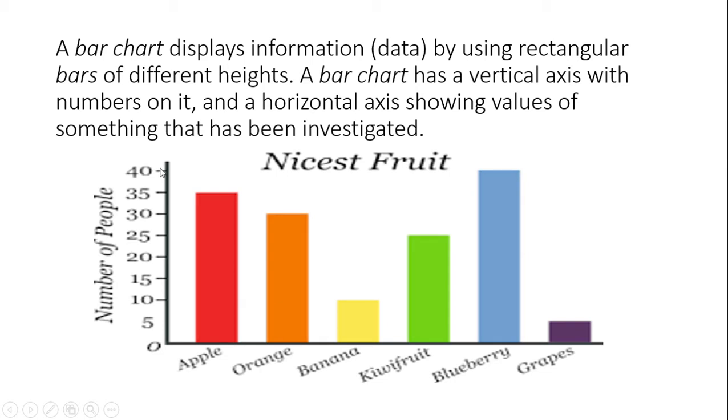So our vertical axis, our y-axis, has numbers on it, a scale with intervals. Our horizontal axis, which goes across, shows values of something that has been investigated. In this case, for this bar chart, it is the different fruits. So for example, for grapes, 5 people chose grapes as their favourite fruit. And so on.